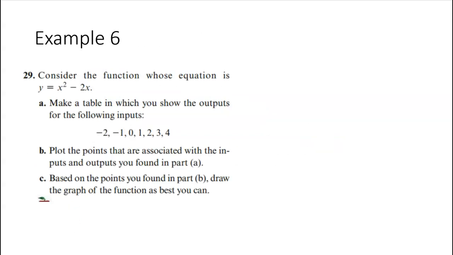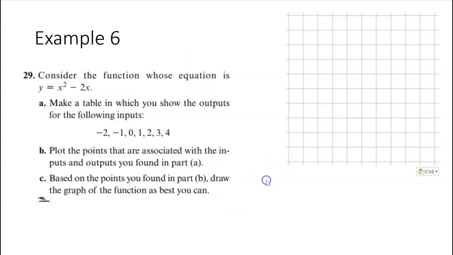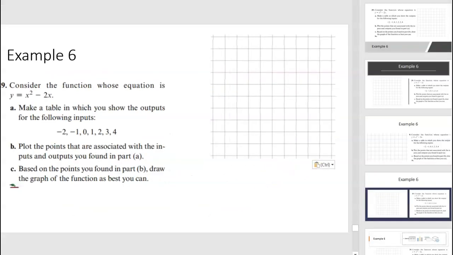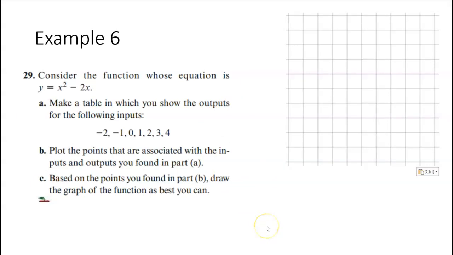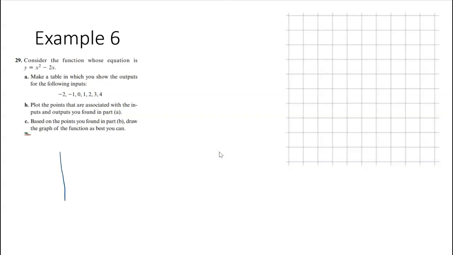Consider the function whose equation is y equals x squared minus 2x. Oh, and you know what? We need to grab a graph, so let me pull that from, let me find, where were we that we just had a graph? Okay. There we go. All right. So make a table which shows the inputs and the outputs. All right, let's make this a little bit smaller so I can draw my table. So I've got x and y equals x squared minus 2x. Now they gave me the inputs. So I'm going to input them.